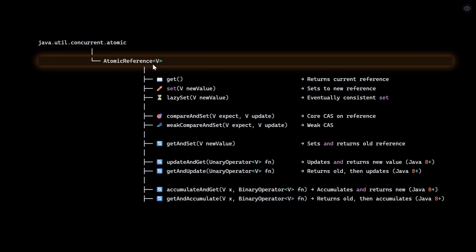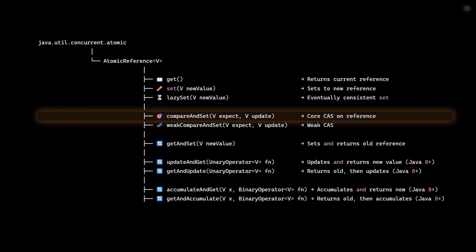Instead of updating individual fields, you build a new object and use compare and set to replace the old reference with the new one. This way, readers always see a consistent snapshot.